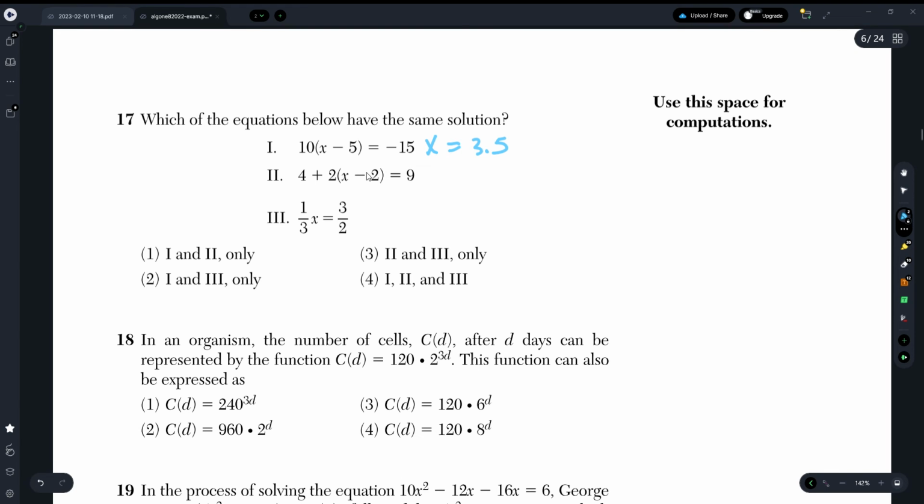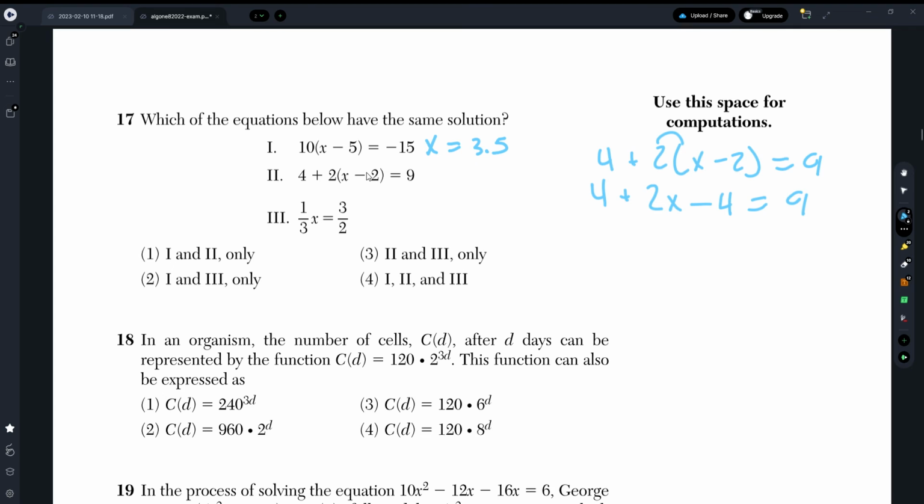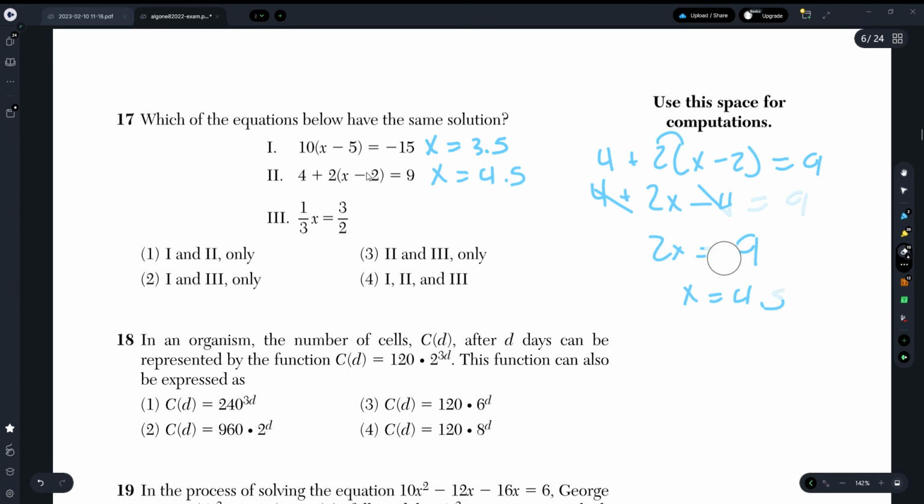Next, we have 4 plus 2 times x minus 2 is equal to 9. Distribute the 2: 2 times x is 2x, and 2 times negative 2 is negative 4, is equal to 9. Here we have 4 and negative 4, and those two cancel out, so we have 2x is equal to 9. We divide by 2, and we know that x is equal to 4.5.